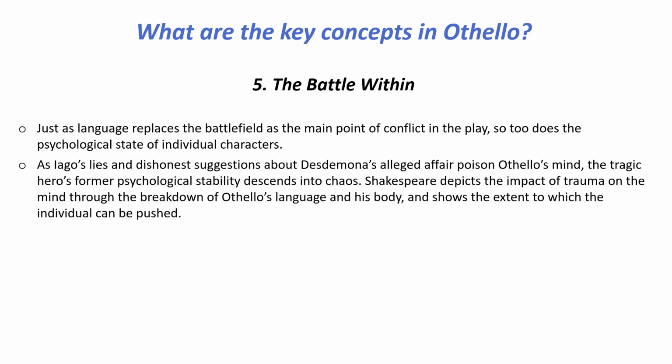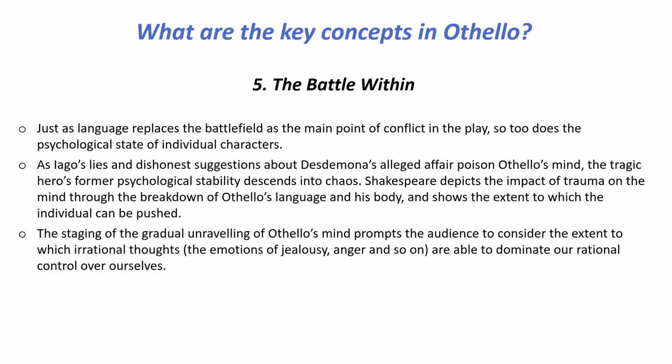And what we see is the breakdown of Othello's language. So he stops being able to speak in full sentences. He's repeating ideas. He's obsessing over particular things. And he also loses control of his body as well. So he has an epileptic fit at one point of the play. And all of this is the impact of the mind on the way he's speaking, the way he's interacting, but also on his physical existence as well. And it shows the extent to which the individual can be pushed by the language that others are using.